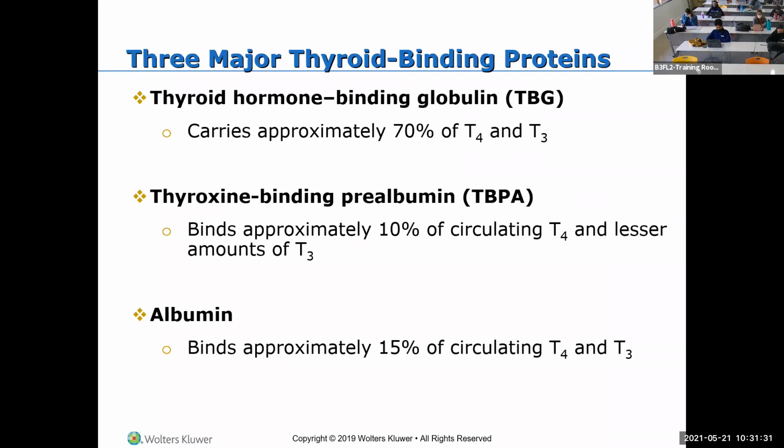Thyroid hormone is transported in the blood. There are three major thyroid binding proteins which transport thyroid hormone. Number one, 70% is taken care of by globulin. We call it thyroid hormone binding globulin, 70%. We do have pre-albumin, and then we do have albumin also. Globulin takes care of the maximum, and then pre-albumin followed by albumin.